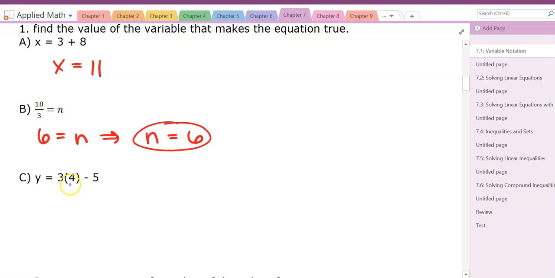For the last one, follow your order of operations. The first thing you need to do is multiply the 3 and the 4, and you get 12. And then you subtract the 5, and you're going to get 7. So y equals 7 for that last one there.